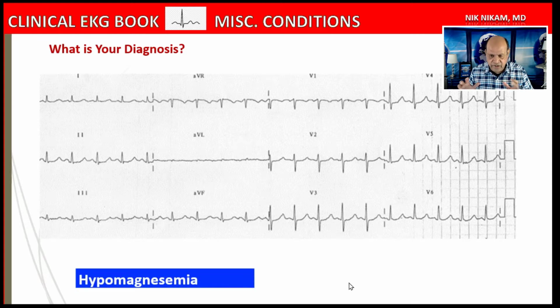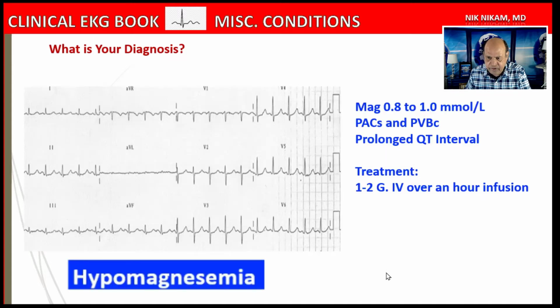Okay, this is an example of hypomagnesemia or low magnesium. What are the things we see here? We see some low voltage in the chest leads. We see a sinus rhythm. Again, we see a prolonged QT interval with a very short TP interval, which is pretty obvious.